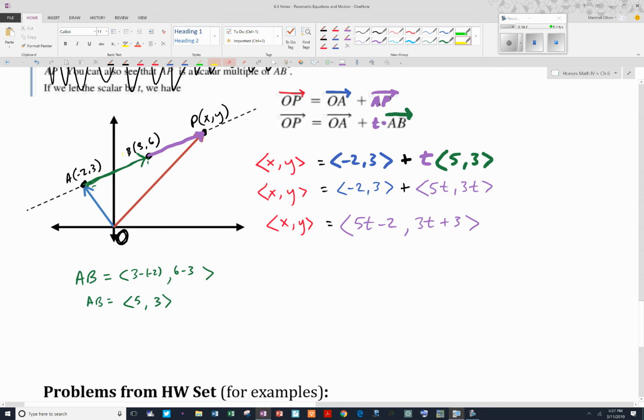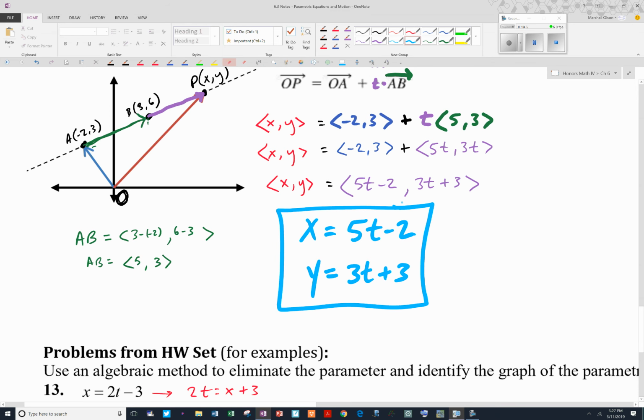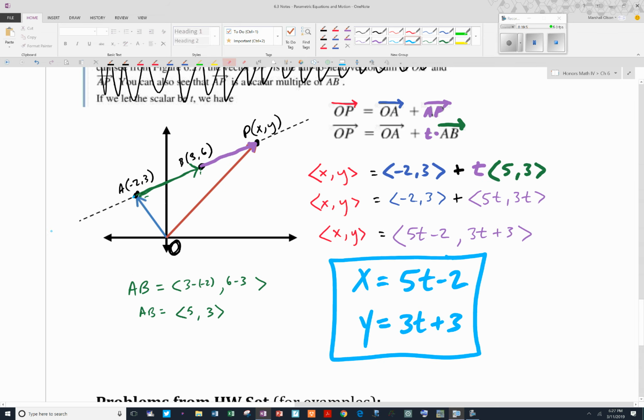So look at the statement that we have here. (x, y) equals (5t minus 2, 3t plus 3). Now we can set our components equal. We know that x is going to equal 5t minus 2, and y is going to equal 3t plus 3. And those are two parametric equations that represent that line. Without any restrictions on t, that would represent the line that goes through those points forever and ever, for all values of t.